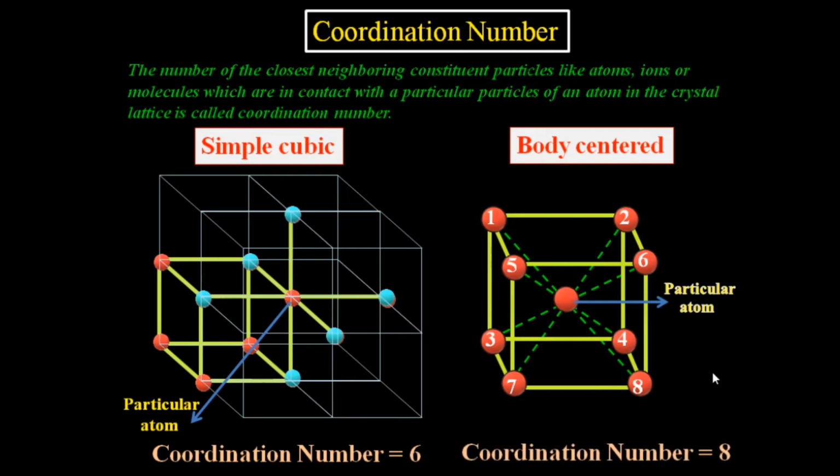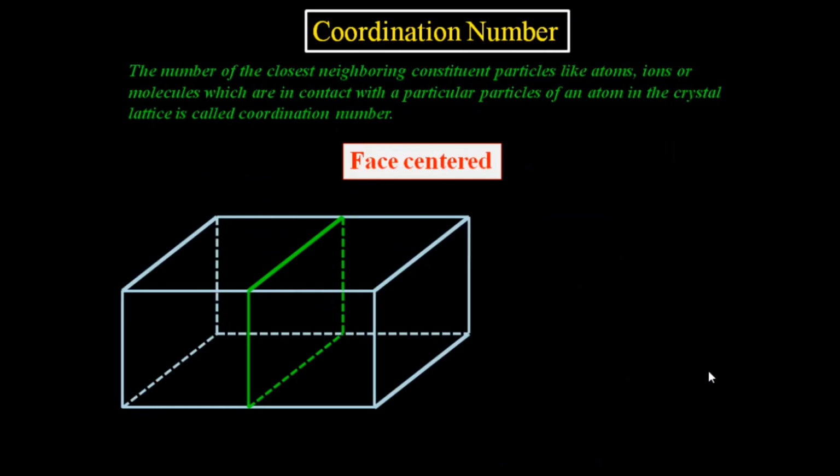Then the next one is the face-centered cubic structure. In this unit cell, 8 atoms are present at the 8 corners and 6 atoms are present in the centers of the 6 faces. Each sphere in the structure is in contact with the surrounding 12 equidistant neighboring spheres. Here we count the 12 equidistant spheres. Here two unit cells are there.